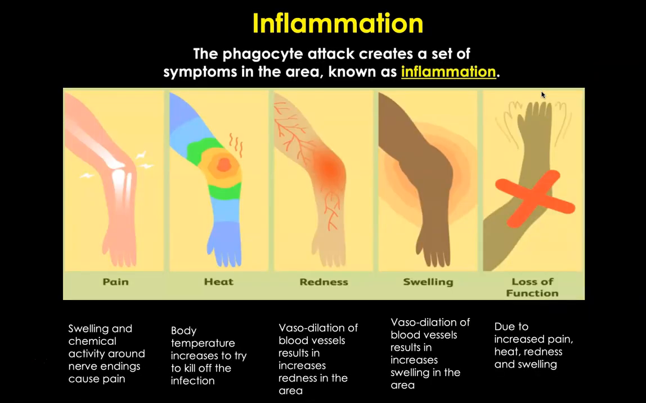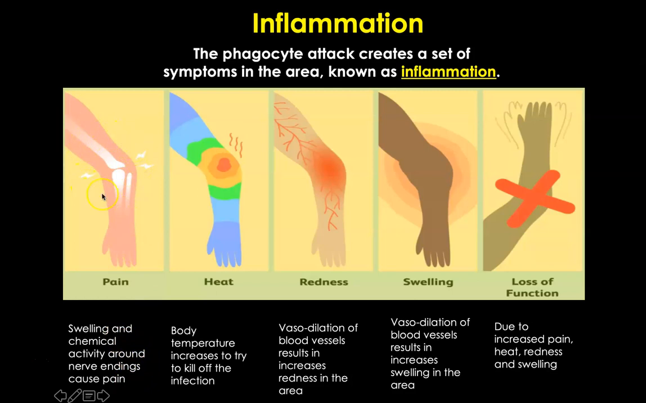All right, now we talked about inflammation before. Let's talk about how the phagocyte attack creates a set of symptoms in that area. Those symptoms we're usually pretty familiar with: if you ever had some injured tissue like a broken bone or even just a snapped ligament, you'll know that immediately you get swelling in the area. We can start with pain. Swelling and chemical activity around the nerve endings cause pain.